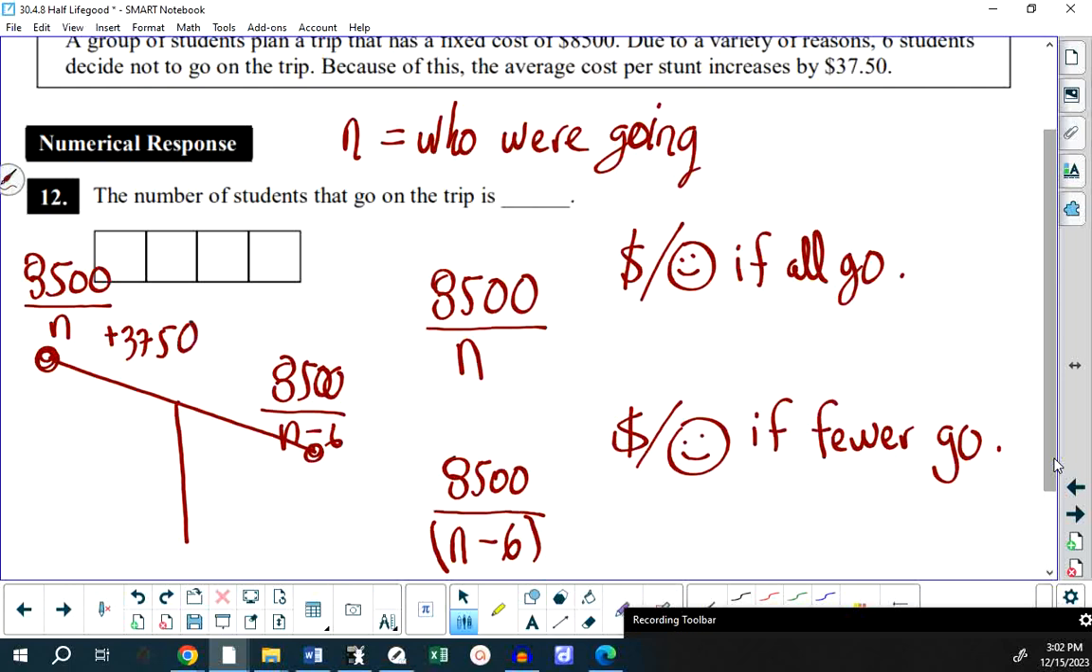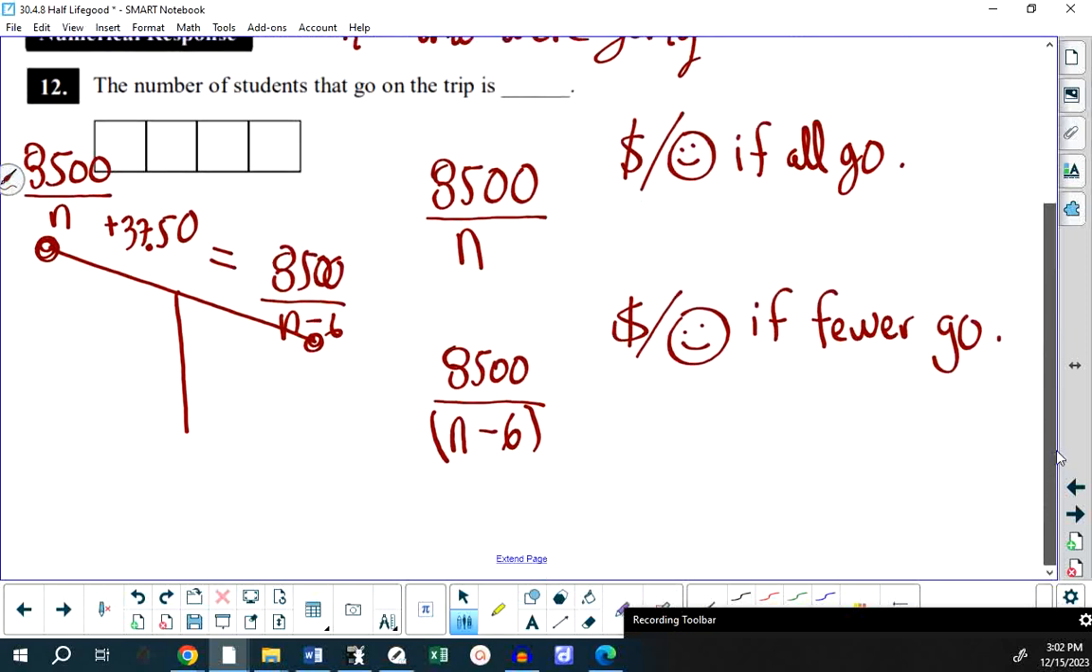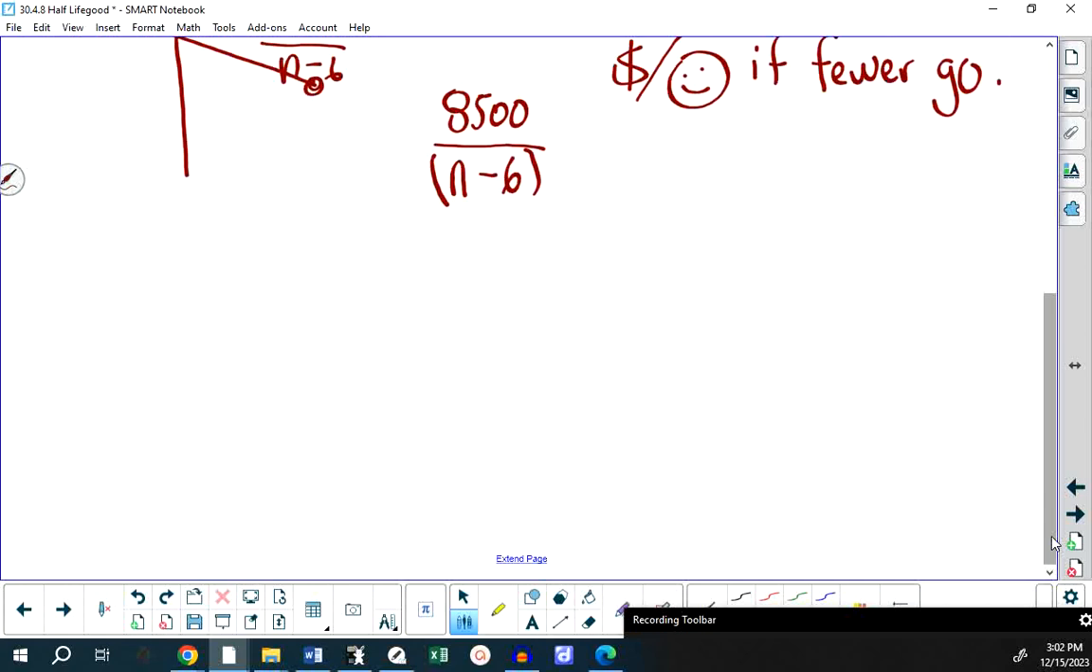Now I do have to ask, in your head, when you said this one, would you have put the 37.50 with it? No, okay, so I just wanted to check. The other option is, so now these will be equal, and I'm not going to try to twist that so it's balanced. The other option is to simply say that the cost per student when fewer go is increased by 37.50.